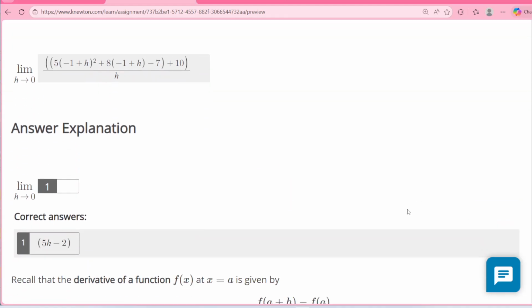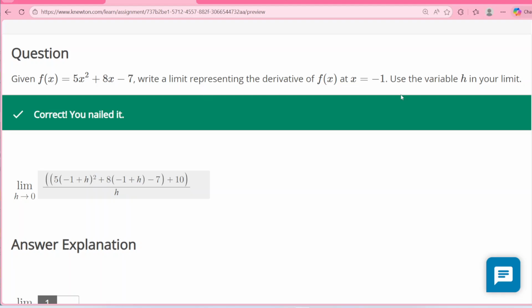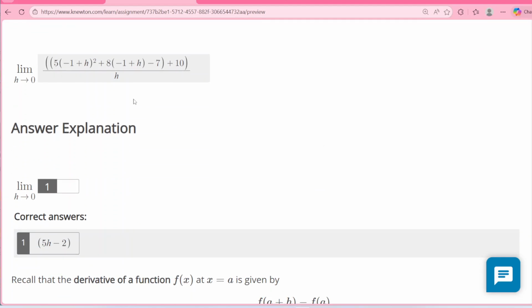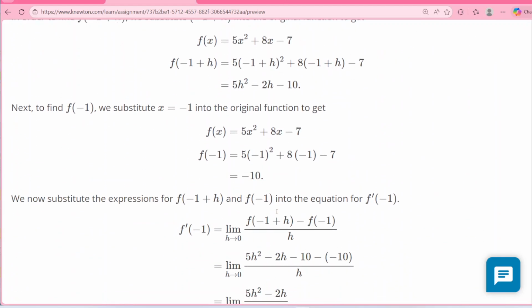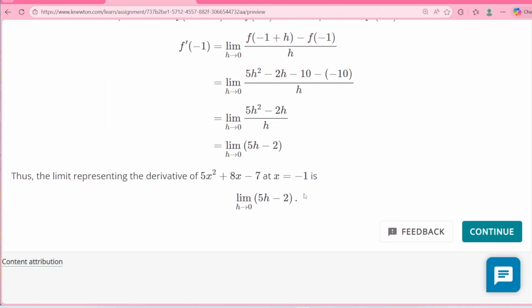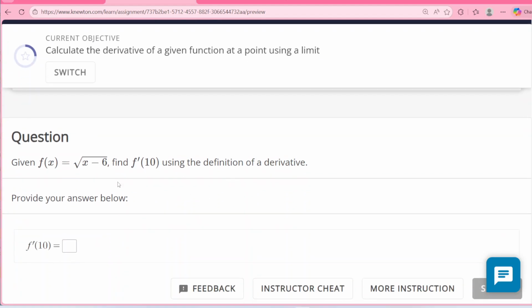I think they actually went and simplified it, but notice they didn't say anything about simplifying it. If you were to totally simplify this expression here, it would simplify to 5h minus 2, which would be less to type in. If you want to type less, then go ahead and simplify, but you don't have to. So once again, finding the slope of a tangent line to some function at a particular value, which is represented here by f prime at 10.